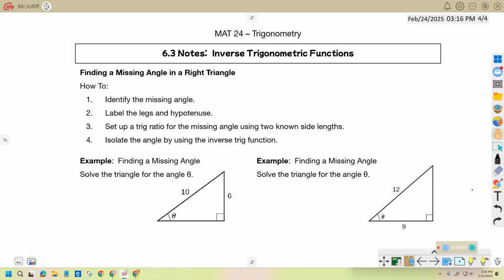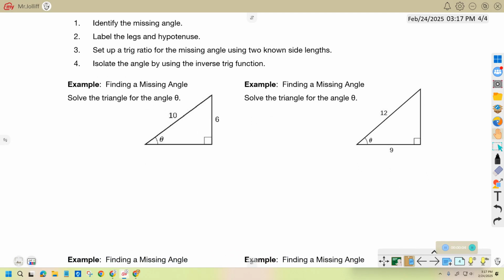Okay, so we're going to use this four-step method to solve this first problem. It says solve the triangle for angle theta. I see theta's been labeled for us. That was nice. I see two sides, a 10 and a 6. Step 2 is label those sides.